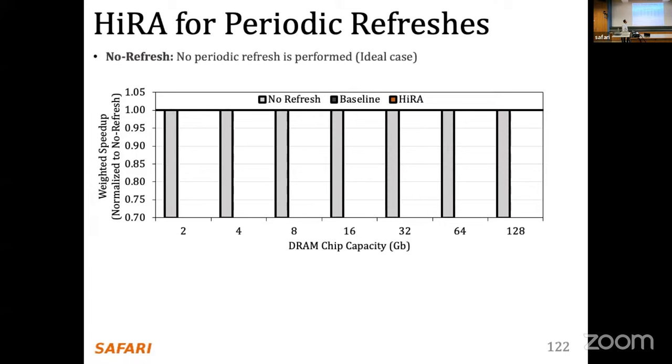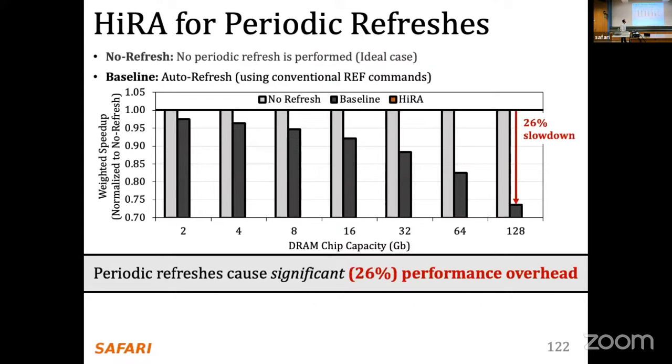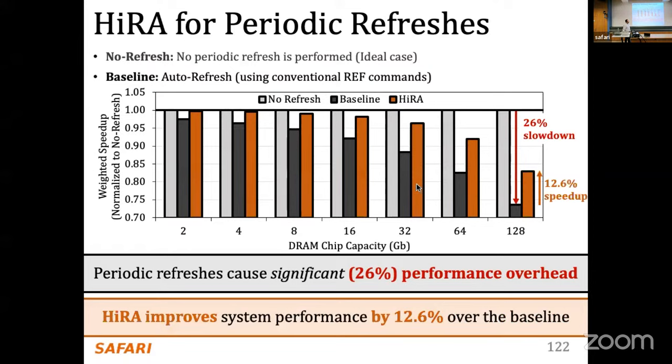Okay, so this is the no refresh. All the bars are at 1.0. This is the baseline, which is the auto refresh. And you see that as we go to 128 gigabit, the y-axis starts from 0.7, right? So this is not too much actually, but it's something significant. 26% slowdown is caused by the auto refresh. And when we replace this auto refresh with HERA operations, we still have some performance overhead compared to the ideal case, no refresh. But compared to baseline, we can provide a speedup of 12.6%.